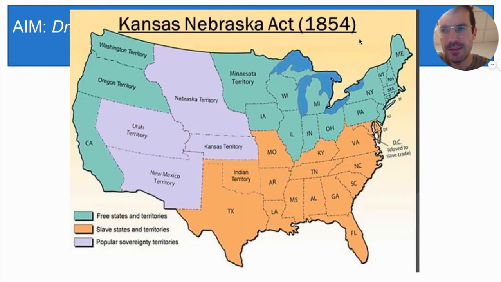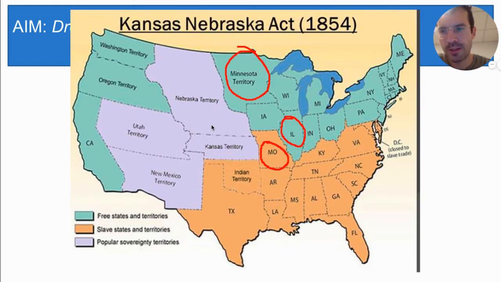Let's go back to 1854 when the Kansas-Nebraska Act was passed. This map shows free states where slavery was not allowed in green, and the free states are all the northern states plus California. Slave states where slavery was legal are shown in orange, and that's all the states in the South. And then there are these areas in purple, which were territories that didn't have enough white men living in them yet to apply for statehood. Remember, the Kansas-Nebraska Act said that these territories would get to vote on whether to become free or slave states, and that was called popular sovereignty.